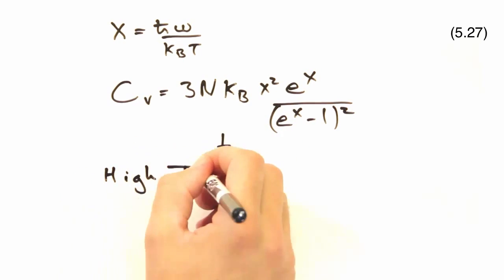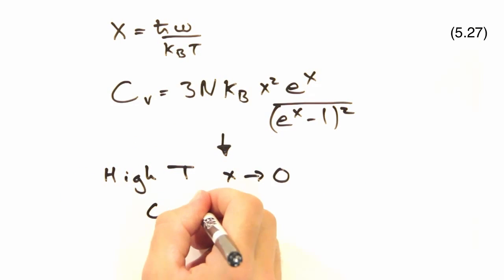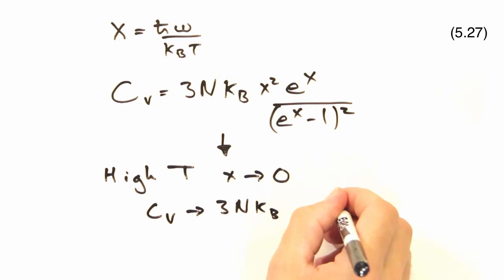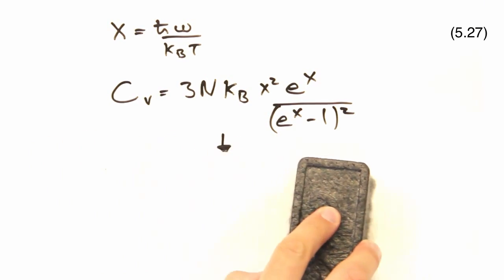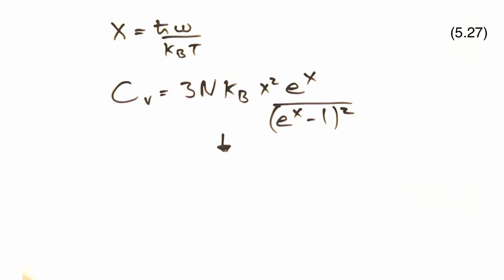At high T, x will start to approach 0. Taking the limit of C, we end up getting 3N kB. Hey, that's the law of Dulong and Petit. So far we've got an agreement with experiment, so that's a good sign.